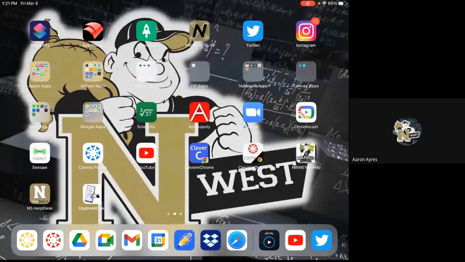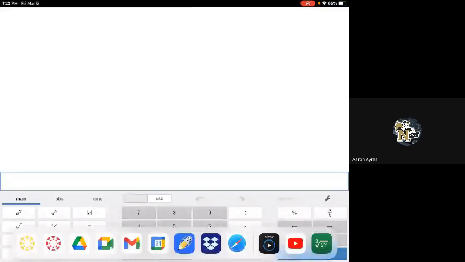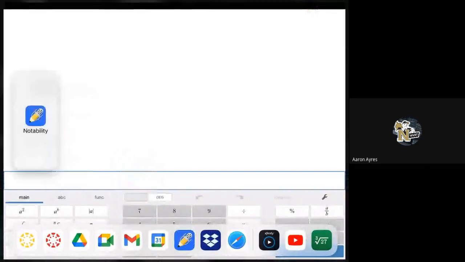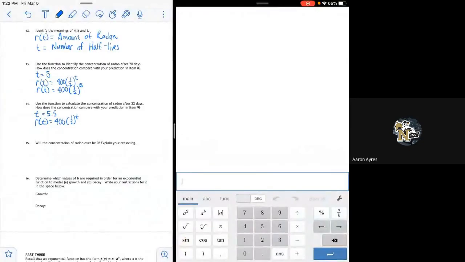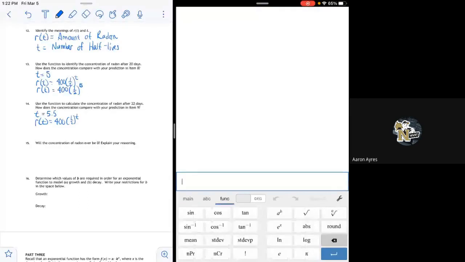Both. My calculator will... pretty sure I have it. I'm not sure if I do. I didn't get the rest of it.